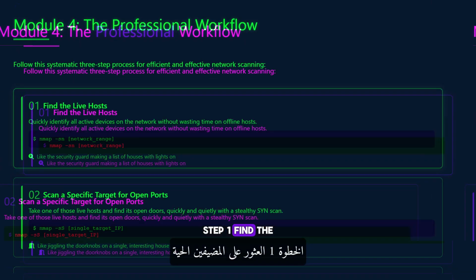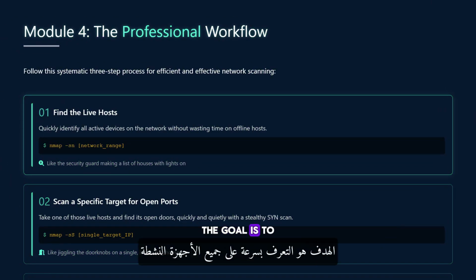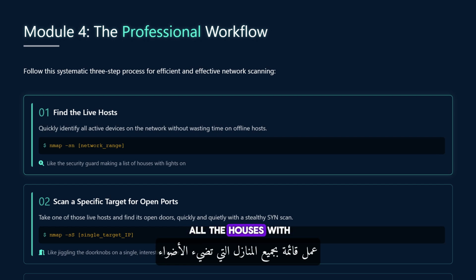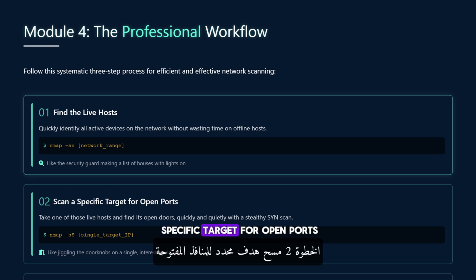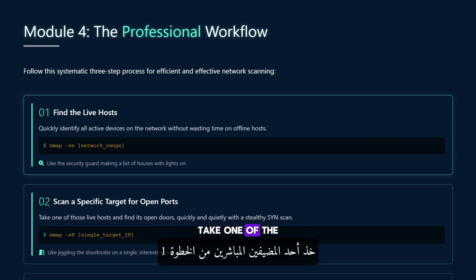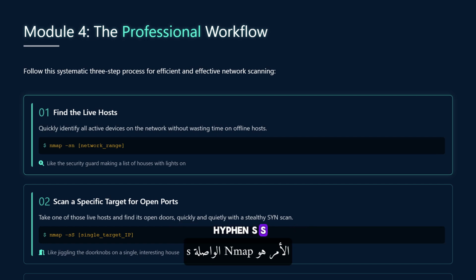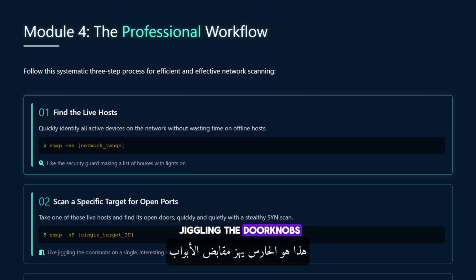Step 1. Find the live hosts. The goal is to quickly identify all active devices. The command is nmap -sn. This is the guard making a list of all the houses with lights on. Step 2. Scan a specific target for open ports. Take one of the live hosts from Step 1 and find its open doors quickly and quietly. The command is nmap -sS. This is the guard jiggling the doorknobs on a single interesting house.